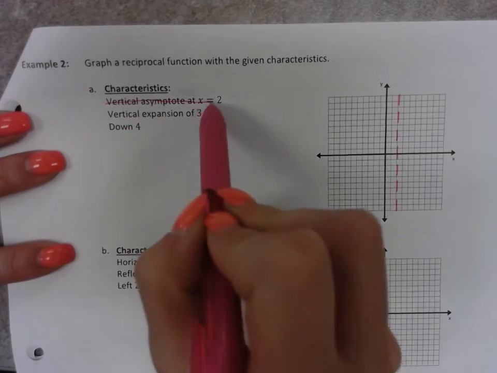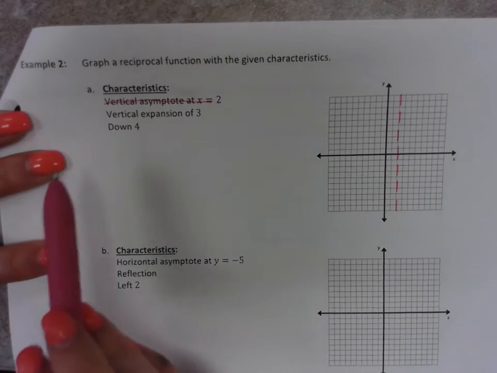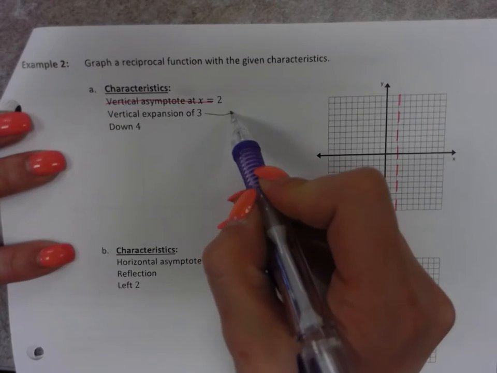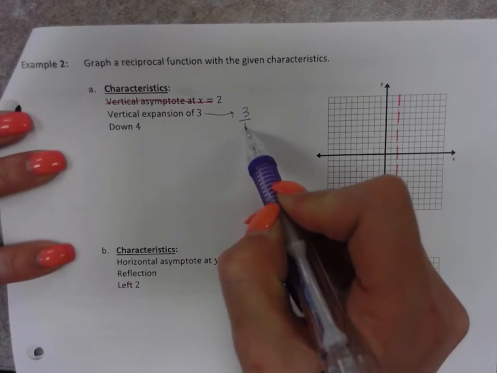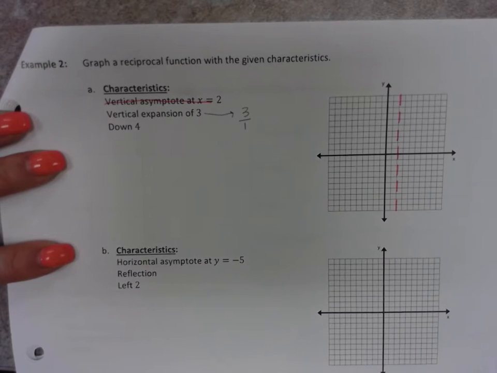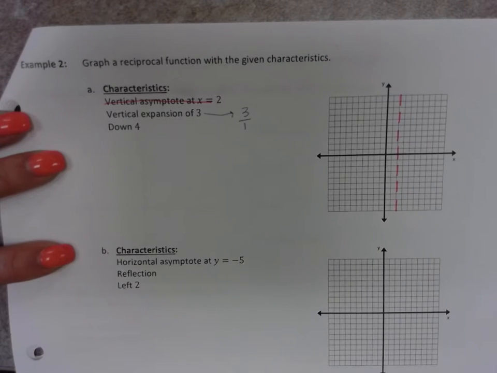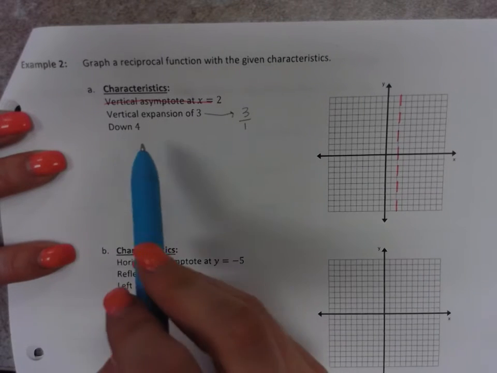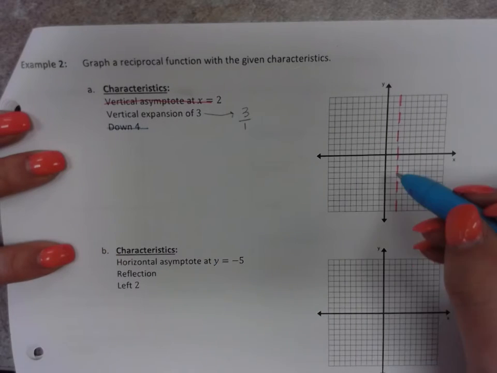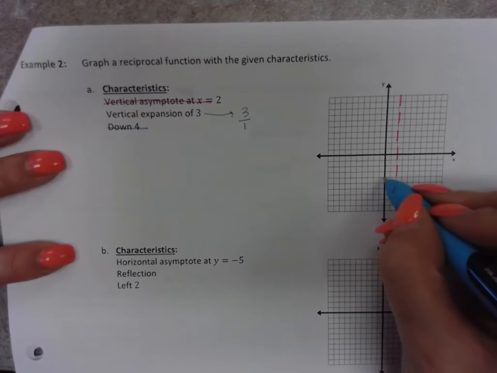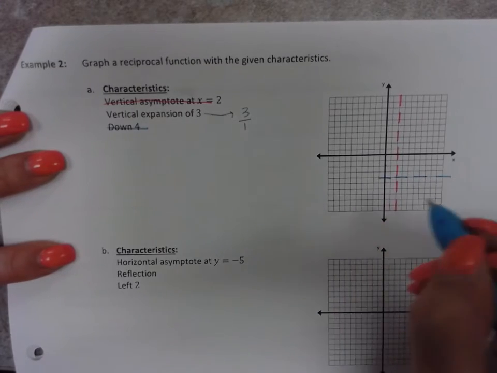I'm done with that piece. Vertical expansion of 3 means that the number on the top of our fraction should be a 3, or my slope is a 3/1. I can't include that in part of my graph until I have both asymptotes drawn in. So I'm going to skip that second one. The third one says that I need to move down 4. So starting at 0, 0, I'll go down 4 and put a horizontal asymptote.